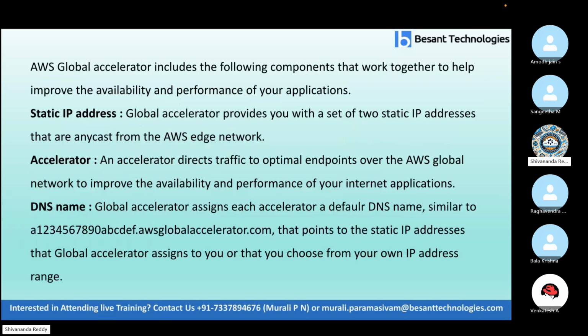What are the things that will be there in that? A static IP address will be there. I said already, the static IP address is used to serve the data from any global location. The accelerator speeds up the process, directing the traffic to optimal endpoints for reaching the overall world. DNS name: Global Accelerator assigns each accelerator a default DNS name. You also get the starting IP addresses that Global Accelerator assigns, or you can choose from your own IP address range.